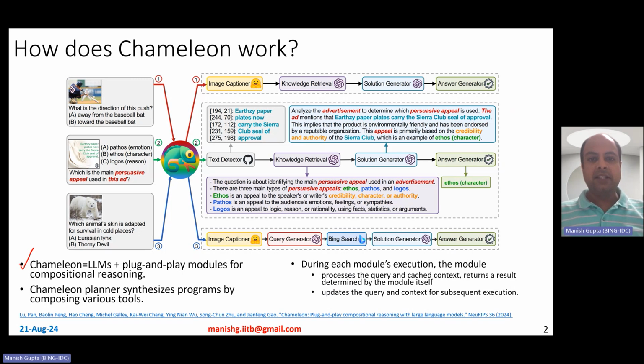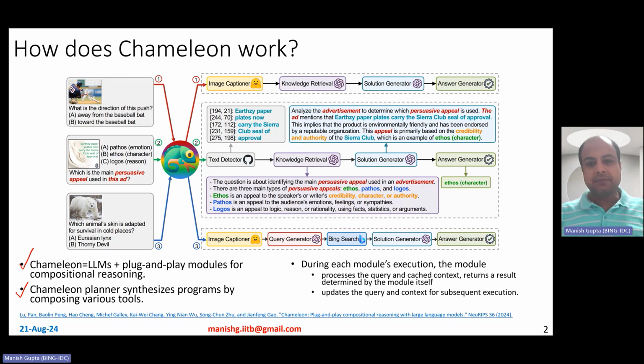And Chameleon essentially is one of those frameworks which tries to do this by bringing in a planner which synthesizes programs to compose over various tools. So Chameleon actually comes with a toolbox, and then there is this planner. Planner is basically just an LLM prompt, of course, right? Which basically takes the definition of these tools and the current task, and then comes up with a plan, with a sequence of tools to be used so as to solve the problem.